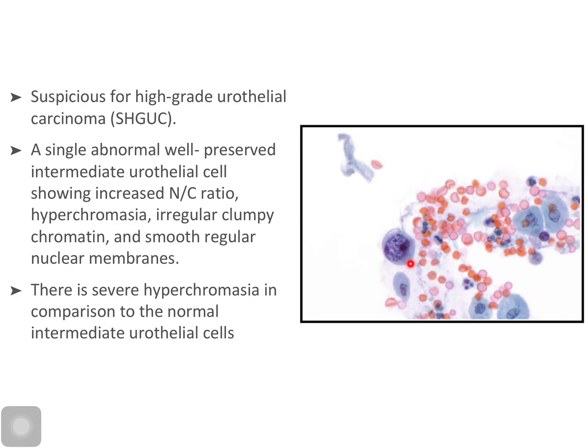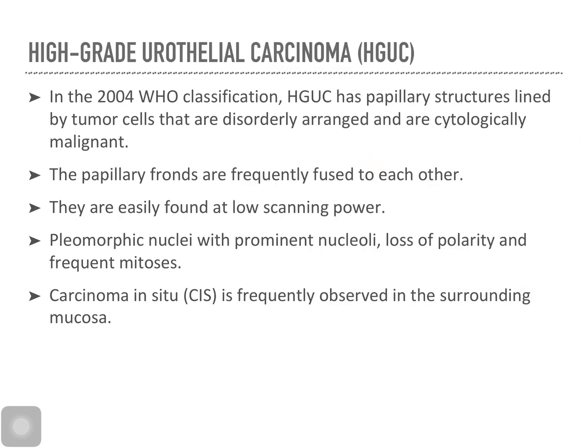There is severe hyperchromasia compared to the normal intermediate urothelial cells. These are the normal intermediate urothelial cells. We can compare these cells with this one atypical cell which is suspicious.